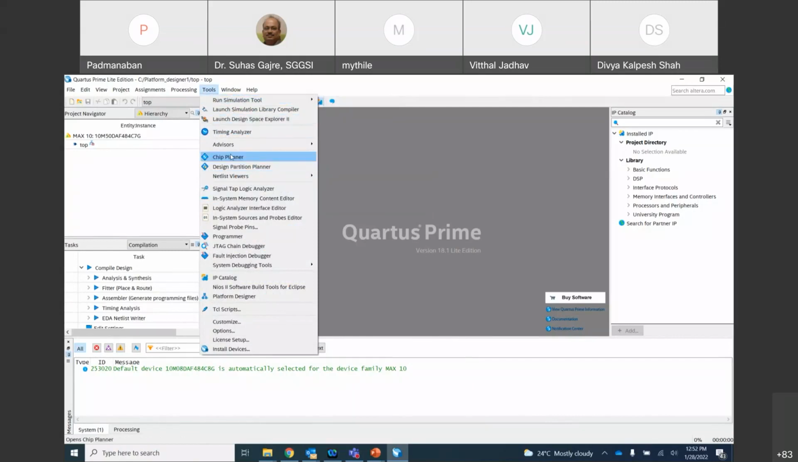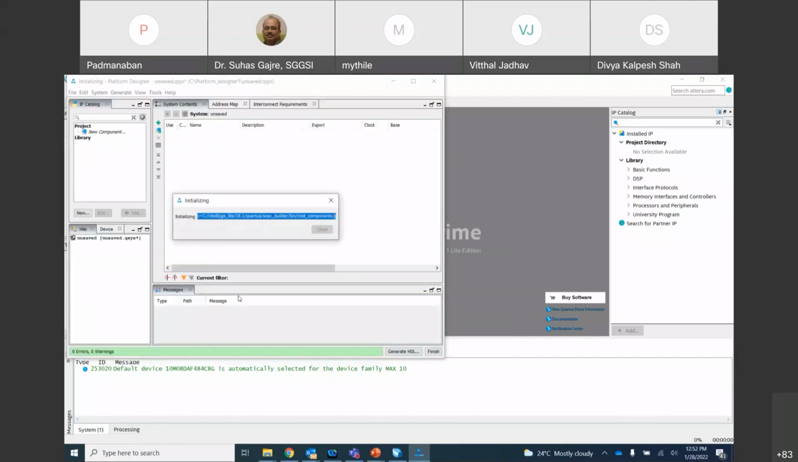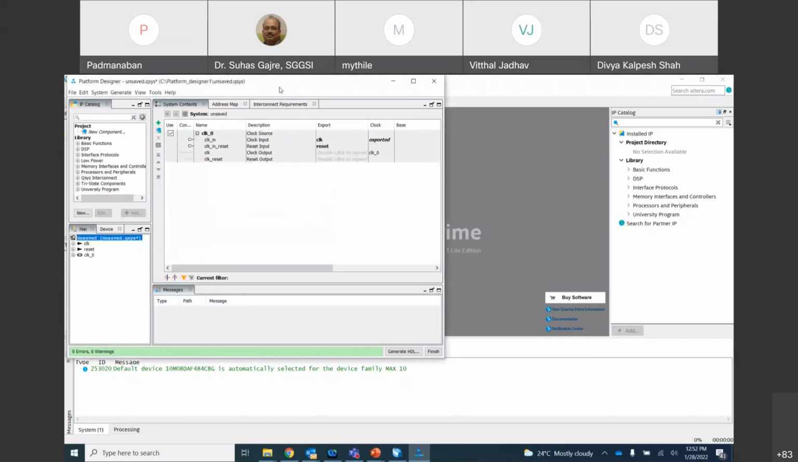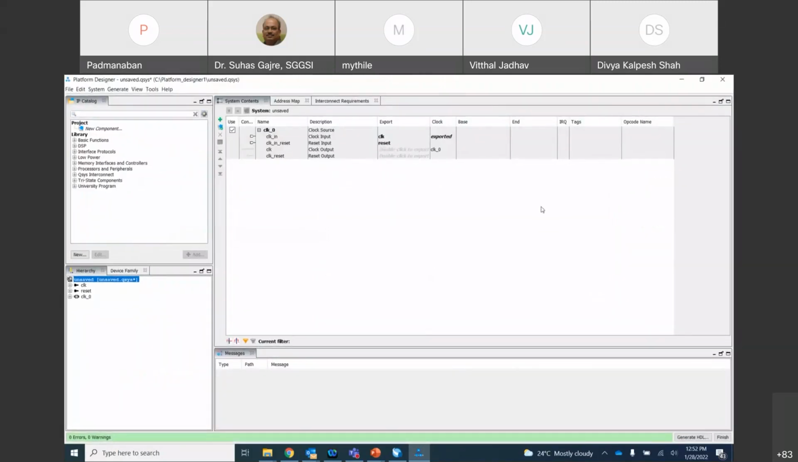Now, what we need to know is that in Tools, you can see there is Platform Designer. You have to click Platform Designer, which is a system integration tool that helps you generate the system. So this is a system integrator tool, which is useful for us. Now you can maximize this.